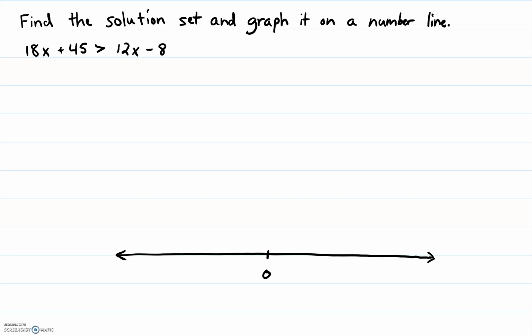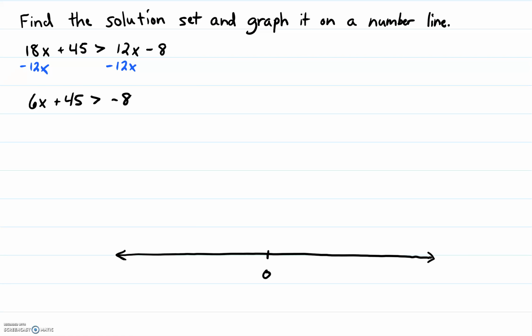So we want to get the x's. In this case, I'm going to move them to the left-hand side. So first of all, I'm going to subtract 12x from both sides. And of course, our 18x minus 12x is going to leave us with 6x on the left-hand side plus 45. And that's going to be greater than negative 8.